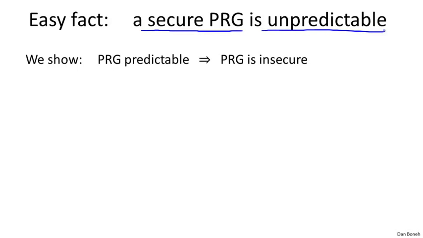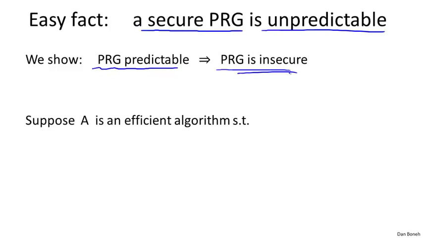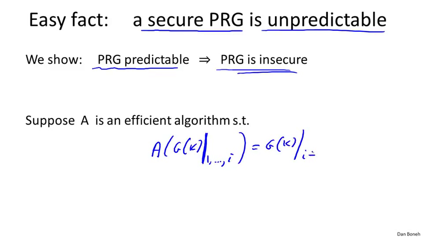We'd like to show that if a generator is secure, then necessarily it's unpredictable. The way we're going to do that is using the contrapositive. That is, if you give me a generator that is predictable, then necessarily it's insecure. In other words, necessarily I can distinguish it from random. This is actually a very simple fact, so let's see how we would do that. Suppose you give me a predictor, in other words an efficient algorithm such that if I give this algorithm only the first i bits of the output of the generator, it's able to predict the next bit of the output. In other words, given the first i bits, it's able to predict the i plus first bit, and it does that with a certain probability.